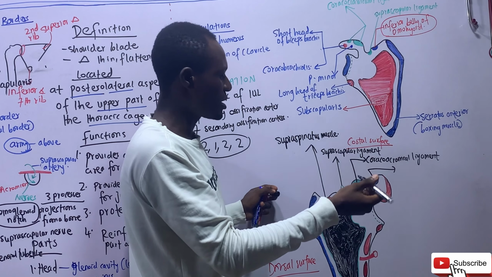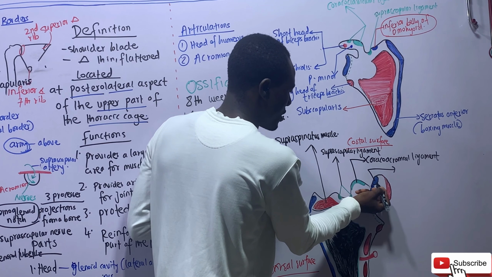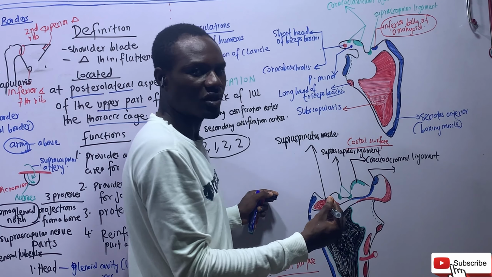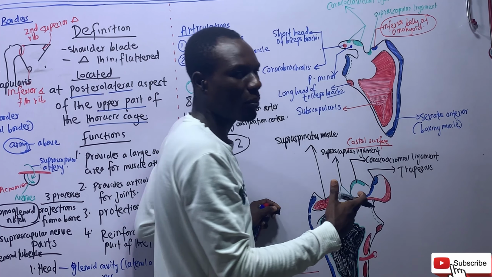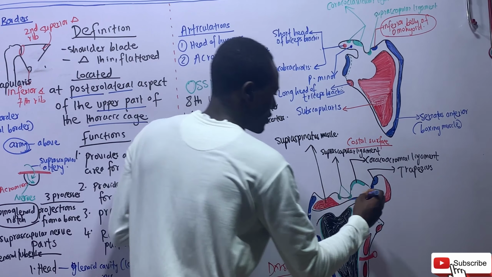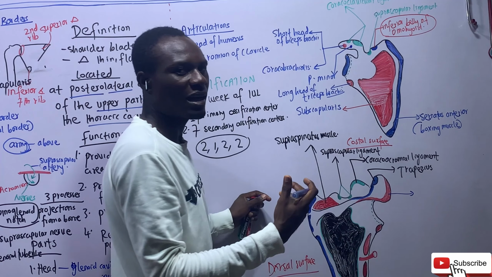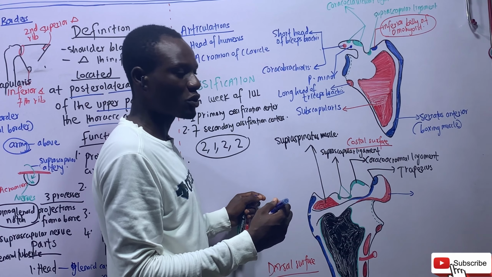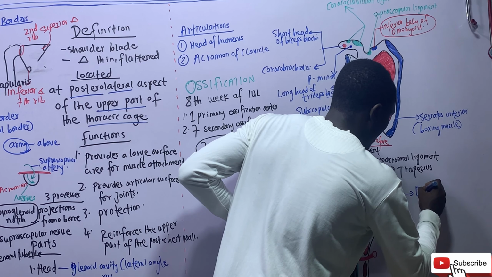Just at the superomedial aspect of the acromion, okay? At the superomedial aspect of the acromion, you have this muscle, and it's called the trapezius. You remember we said the trapezius is the Schrödinger muscle, and is supplied by the spinal part of the accessory nerve. Alright, so now we have this other muscle here, on the lateral aspect of the acromion, and that muscle is called the deltoid.